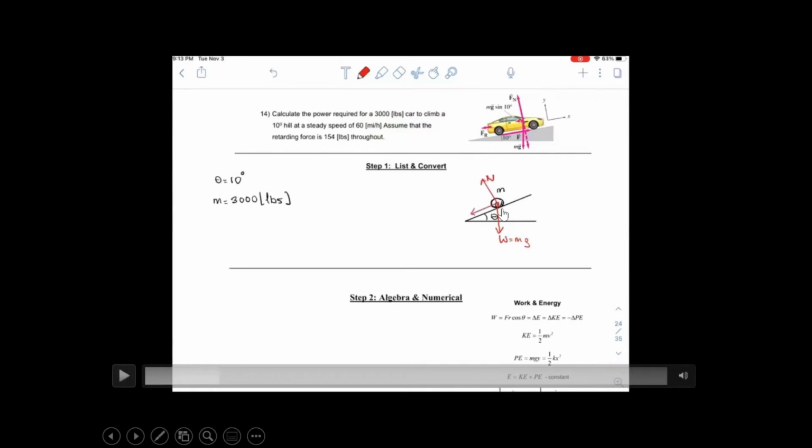It's going to be 90 degrees to the surface. Retarding force is the frictional force opposing motion. And it's moving at a steady speed in this direction, which means that there's going to be a drive force in this direction. Thrust, the drive force, propulsive force, propulsion. I'll use D for the drive force.